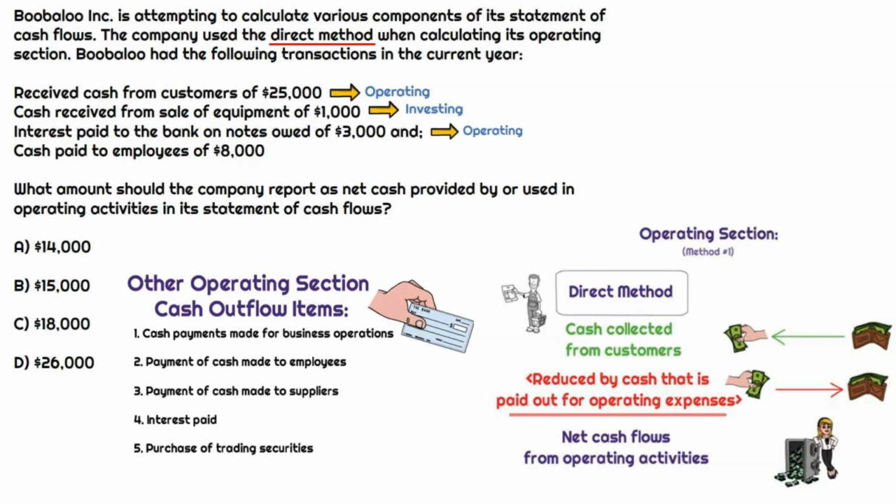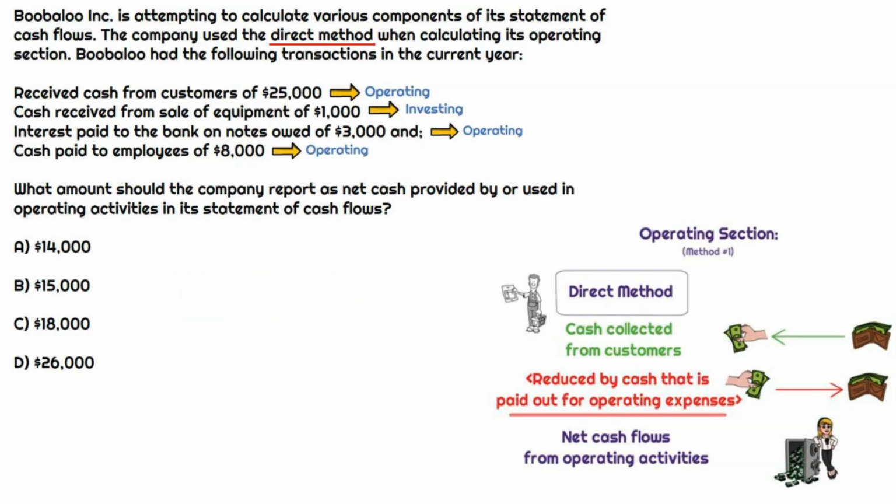And on the last item here, cash paid to employees. Well, cash paid to employees is just normal course of business, right? We have to pay our employees in order to keep the business running. So paying cash to employees is definitely going to be a cash outflow recorded in the operating section. And that is number 2 in our visual there. So that is going to be included in the operating section.